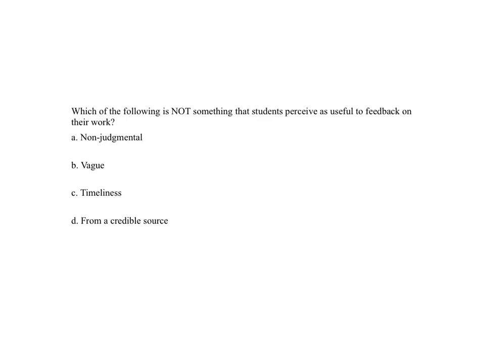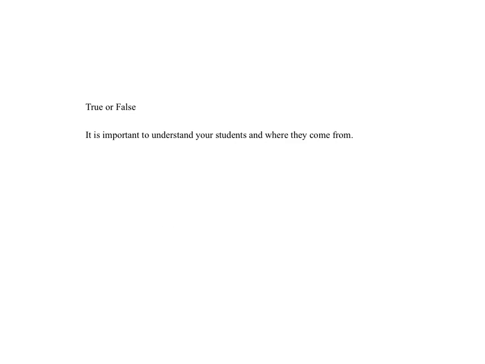Question 3. Which of the following is not something that students perceive as useful to feedback on their work? A, non-judgmental. B, vague. C, timeliness. D, from a credible source. Question 4. True or false? It is important to understand your students and where they come from.